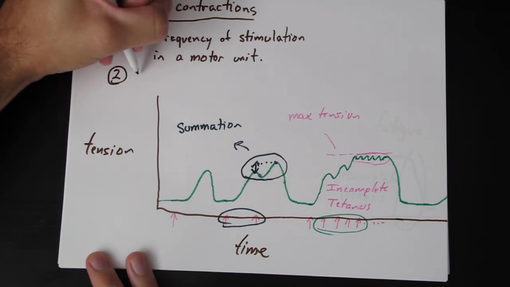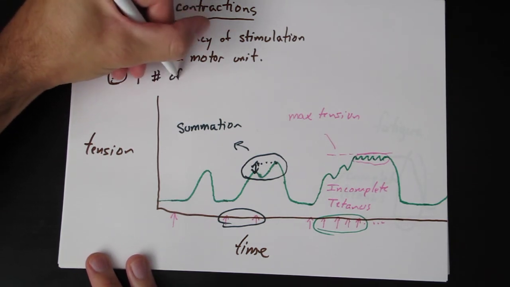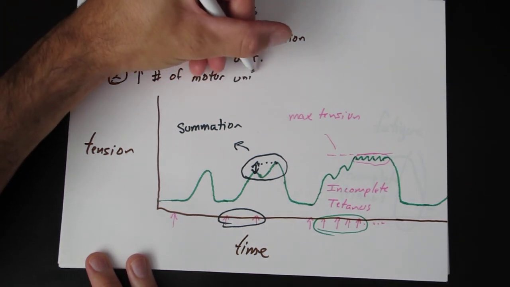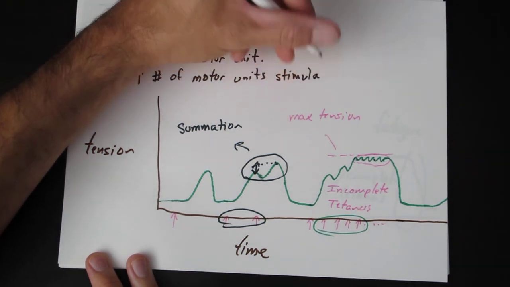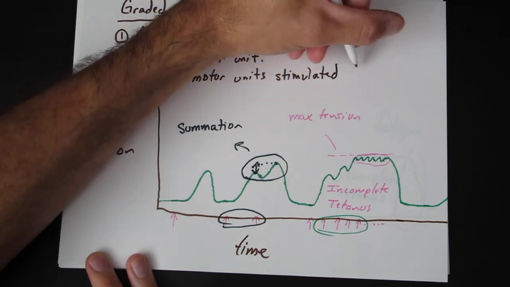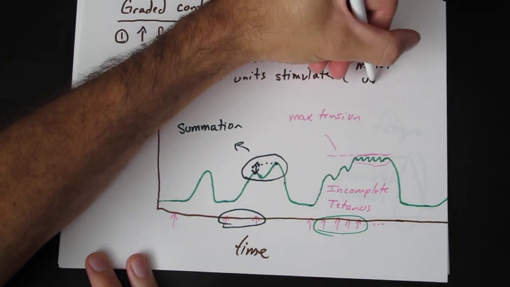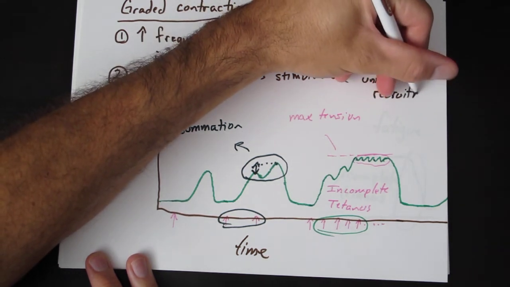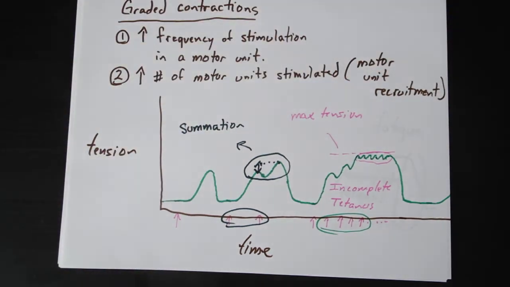We'll add to our list right here and we'll say increase number of motor units stimulated. Okay, this is called motor unit recruitment. Okay, so let's say that you're holding something for me and you're holding a book, right?